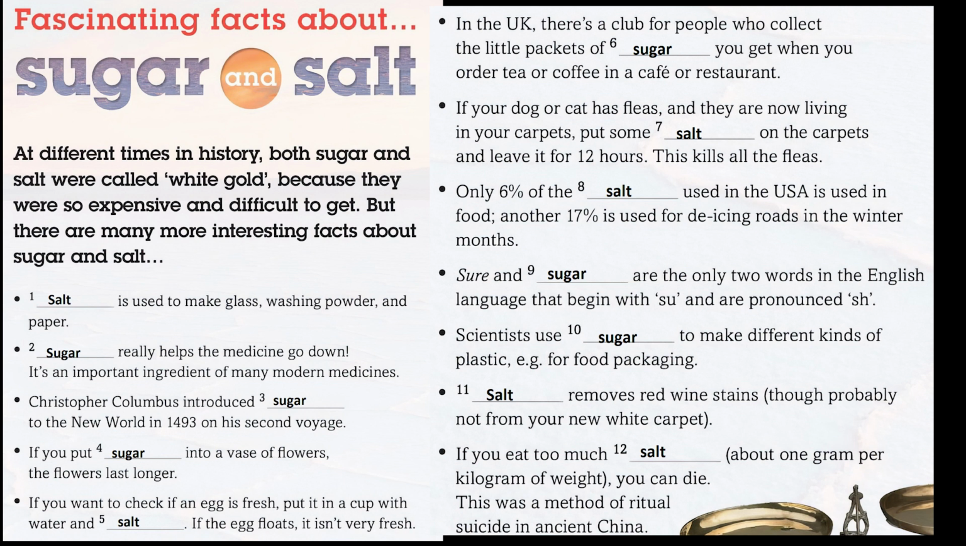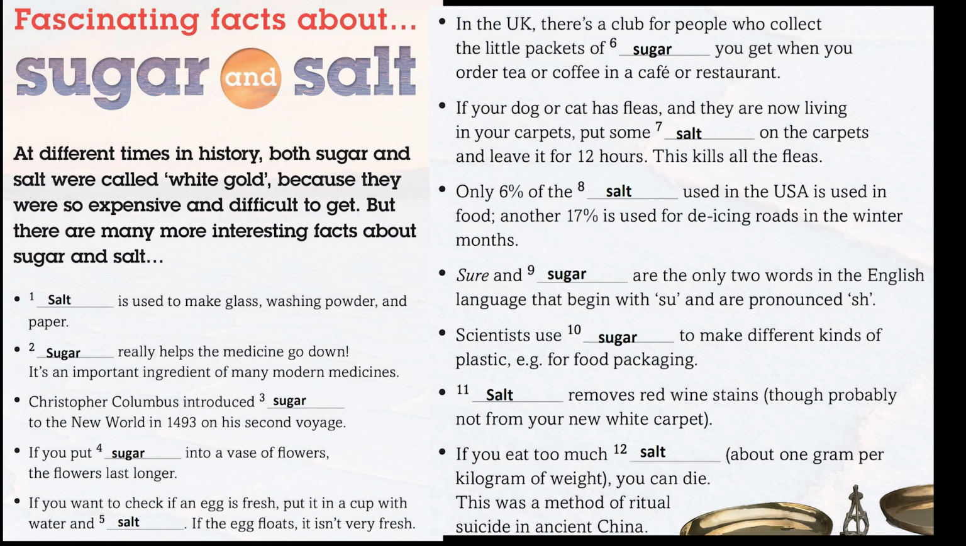Salt is used to make glass, washing powder, and paper. Sugar really helps the medicine go down. It's an important ingredient of many modern medicines. Christopher Columbus introduced sugar to the New World in 1493 on his second voyage. If you put sugar into a vase of flowers, the flowers last longer. If you want to check if an egg is fresh, put it in a cup with water and salt. If the egg floats, it isn't very fresh.